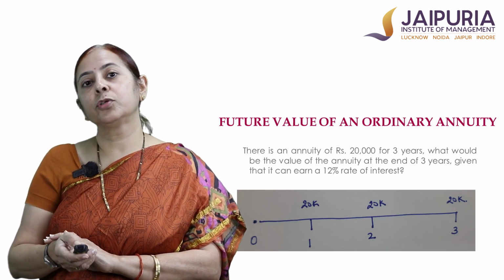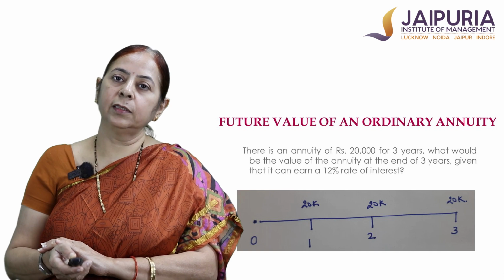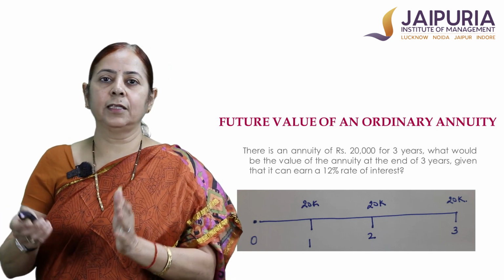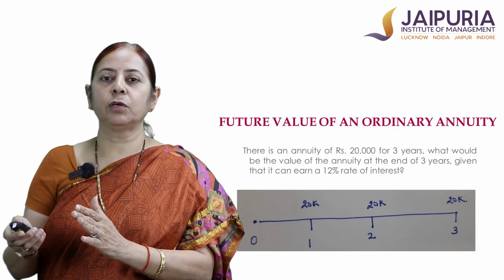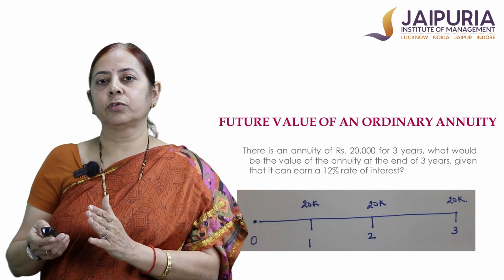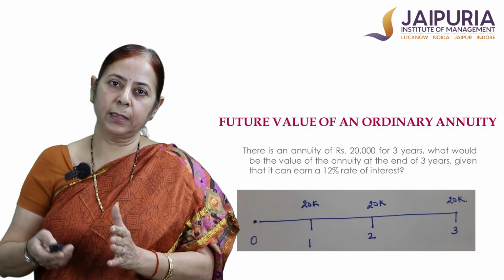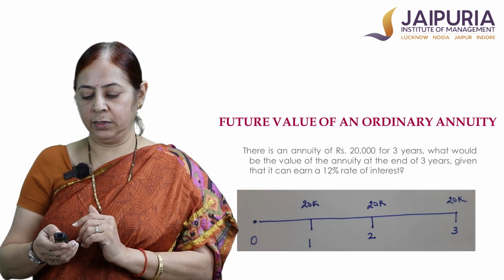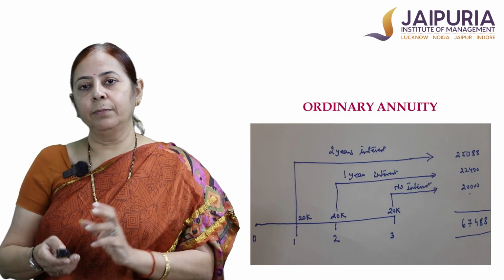Now I am going to show you how we calculate the future value. That means, if you look at it, 20,000 rupees deposited for 3 years is 60,000. But what would be the value of this money given the rate of interest of 12% after 3 years? So now if you see again, I have calculated it on the timeline.